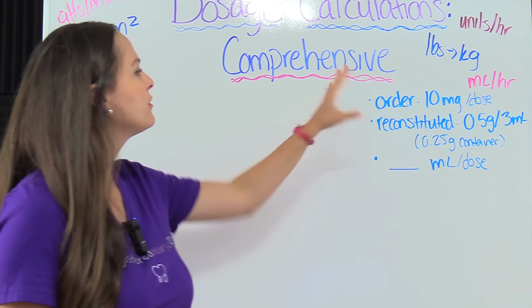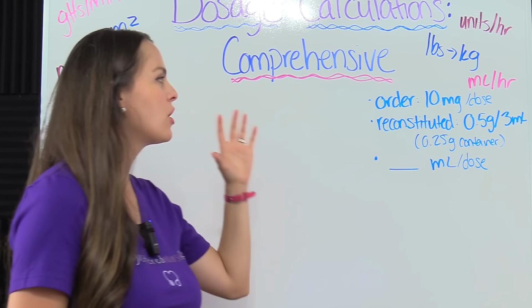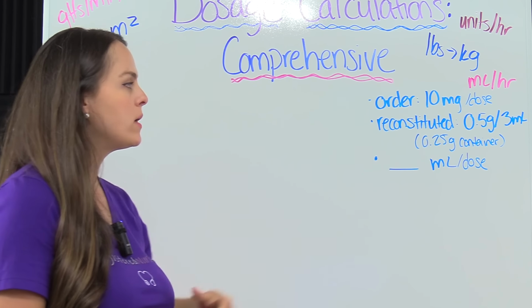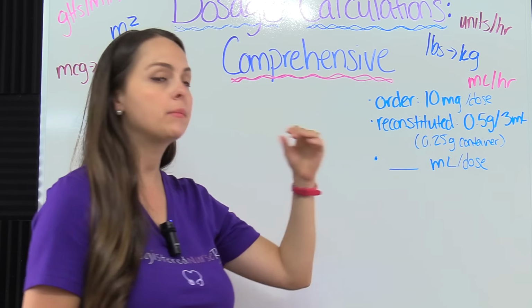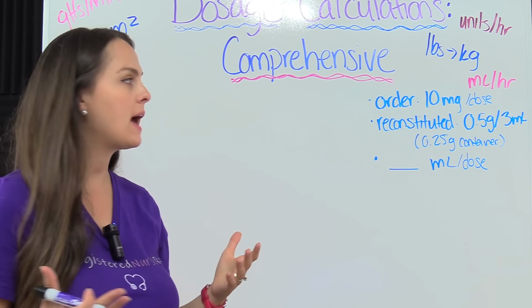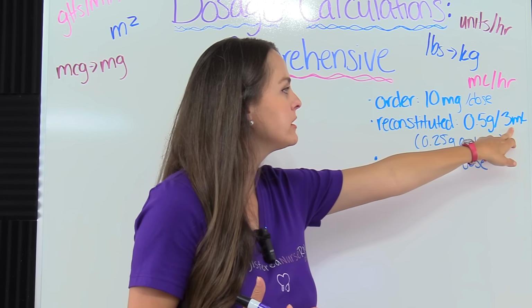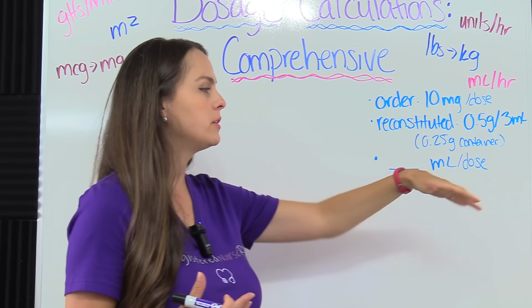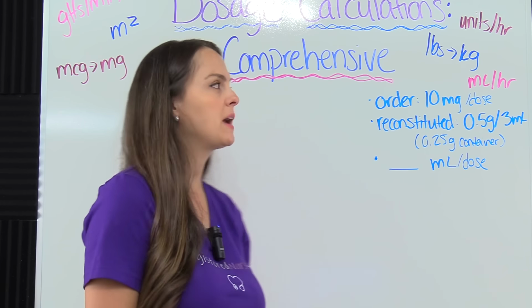So here's the important information we pulled from our problem. We need to give 10 milligrams per dose, and we have a 0.25 gram container, and once it's reconstituted, we're going to have a dose of every 3 mLs equals 0.5 grams. So we're trying to get milliliters per dose. What are we going to give this patient?